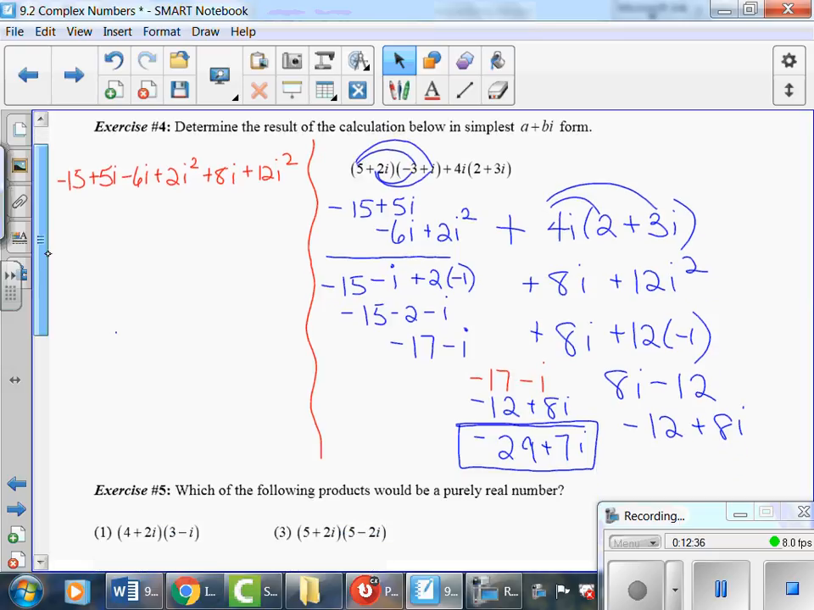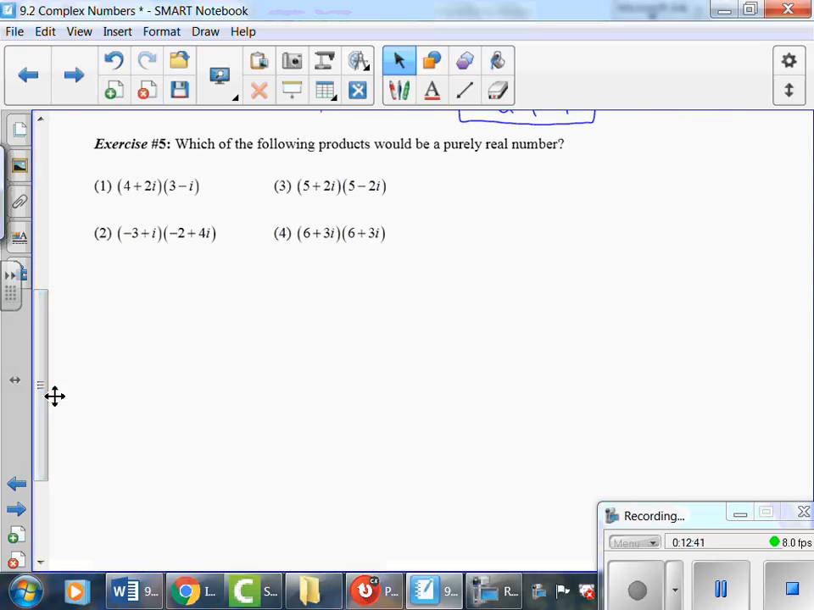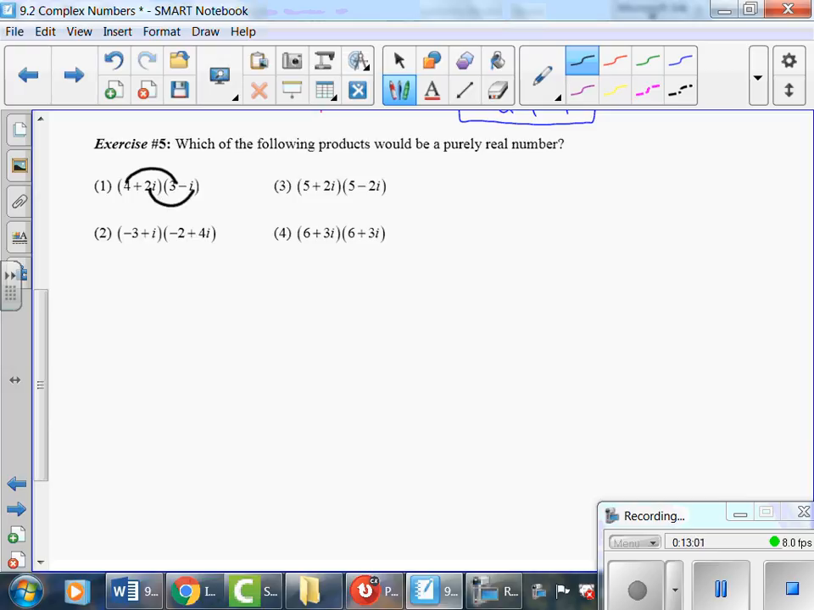Okay, we have one more example to do, and that's it for today. Which of the following products would be a purely real number? Do we have to consider all of these? I think we can probably use a little common sense here and say, when we do the first term, we're going to get a real number. And when we do the last term, we get a real number. It's those inside and outside terms that give us the imaginary number.